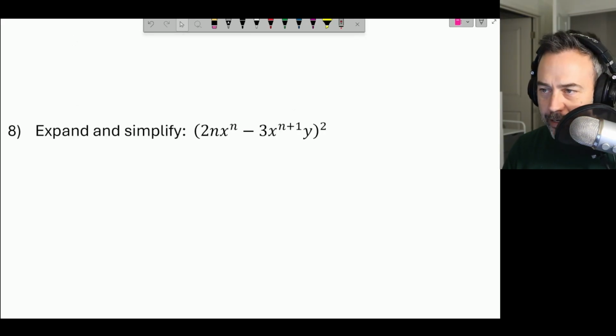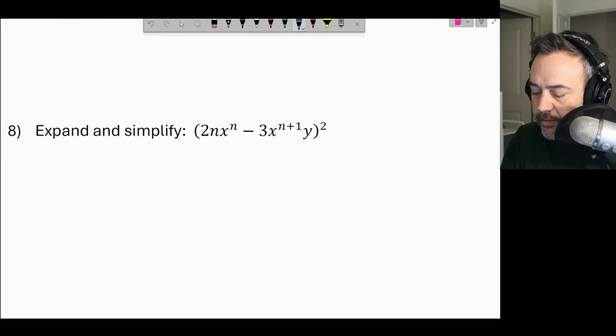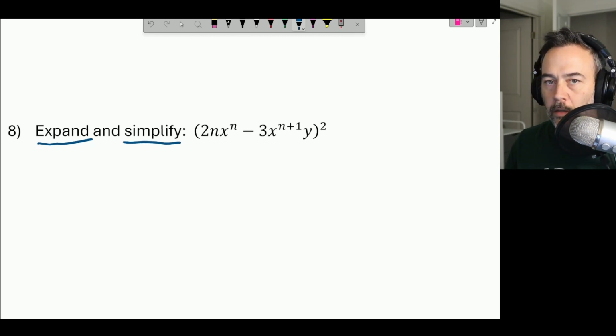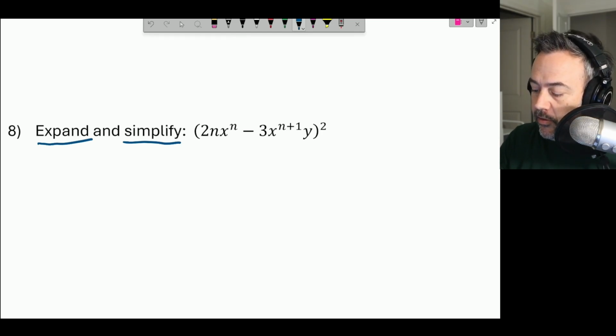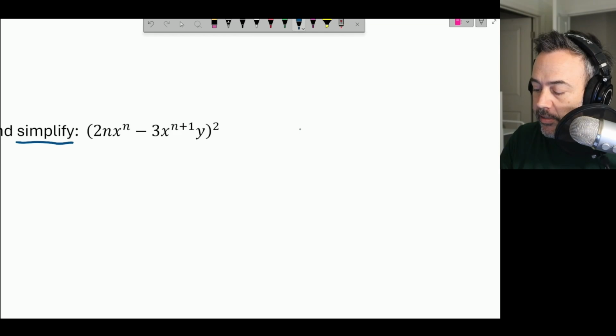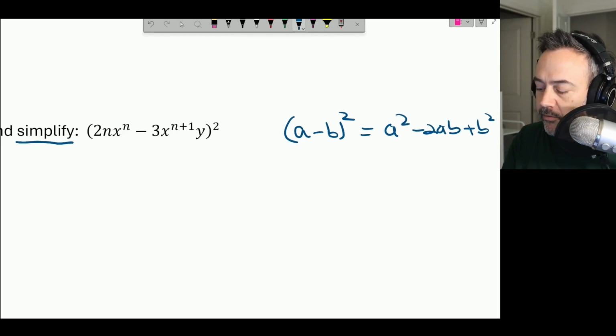All right, let's look at number 8. For number 8, it says to expand and simplify. This does not say to factor. In fact, what's given is already factored. It just says expand and simplify. So the whole point of this is to notice this is (a − b) squared, but it just looks complicated. a squared minus 2ab plus b squared. You just have to recognize that a is 2n x to the n, and b is 3x to the n plus 1 y.